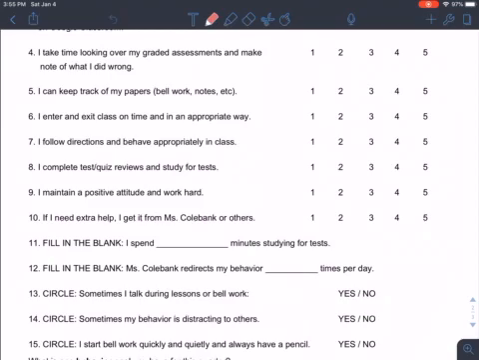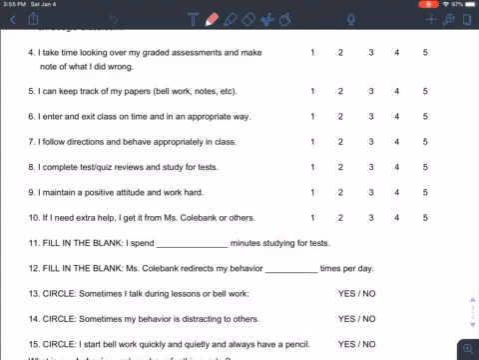Number 8, I complete test and quiz reviews and study for tests. When you have a test, do you know that we're going to have a test that day? Or do you walk in and you say, what? We have a quiz? Are you one of those people? Can you put this in a planner? Can you get more prepared?